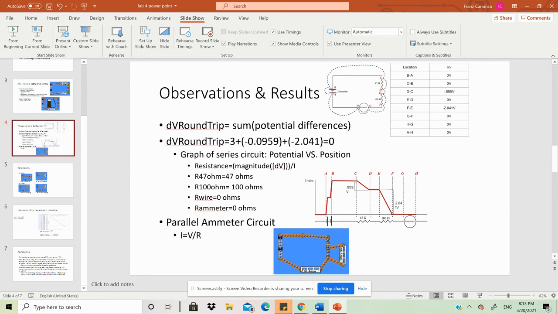alter the ammeter reading. When a second ammeter is placed in parallel with the 100 ohm resistor, the reading on the ammeter increases to 0.06 amps, which is 0.04 amps higher than the ammeters read in series. This is supported by the node rule.